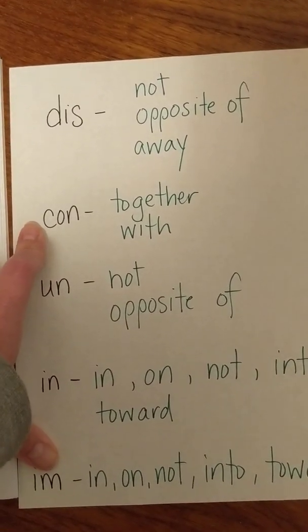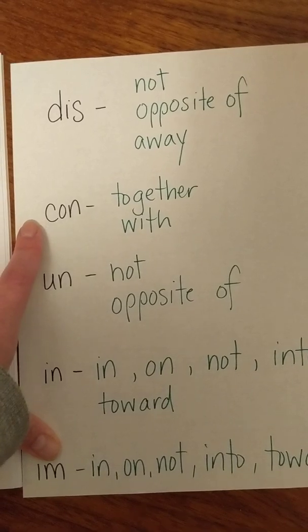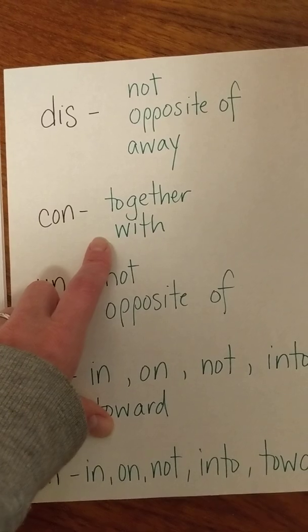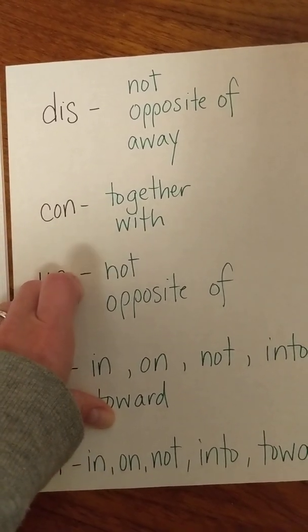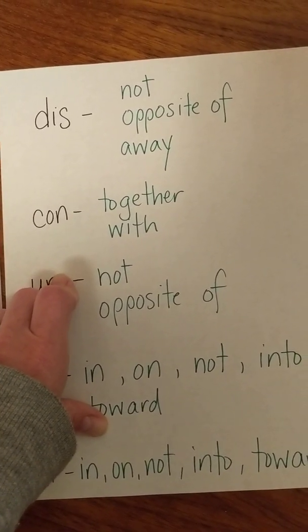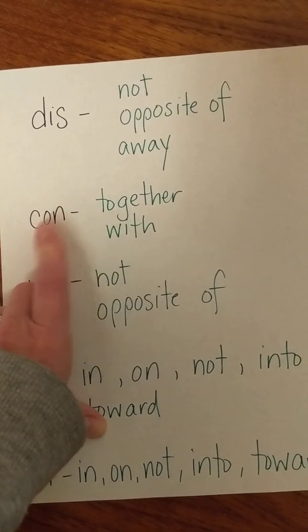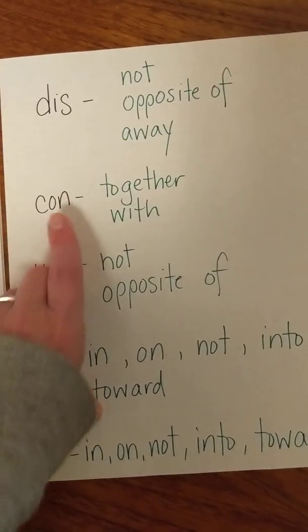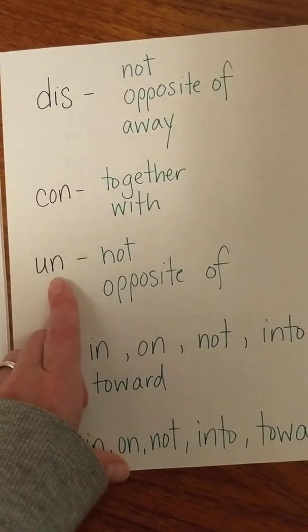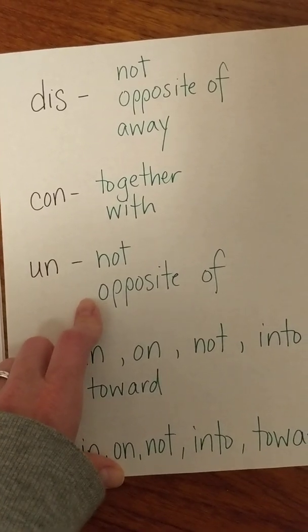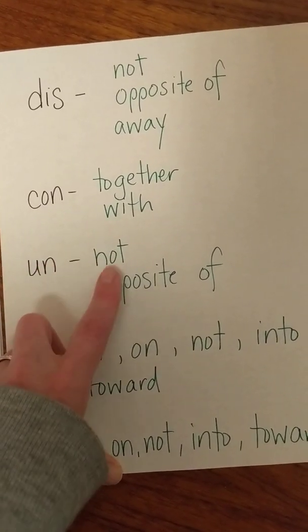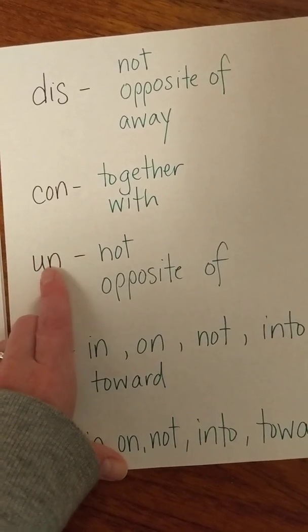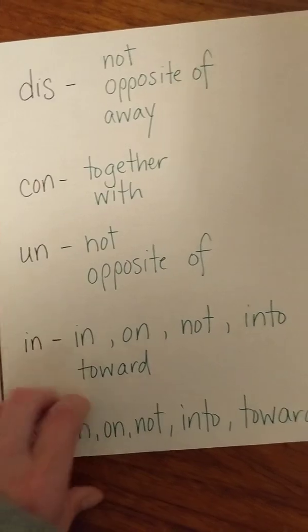Now, this looks like con, but it flexes to the schwa, so we say kun. Kun means together or with, okay? Together or with. So if you converse with somebody, you talk with them, okay? So we'll read some words that have that at the beginning. Un means not or the opposite of, okay? If you are unhappy, you are not happy, okay? If you are unwelcome, you are not welcome, okay?